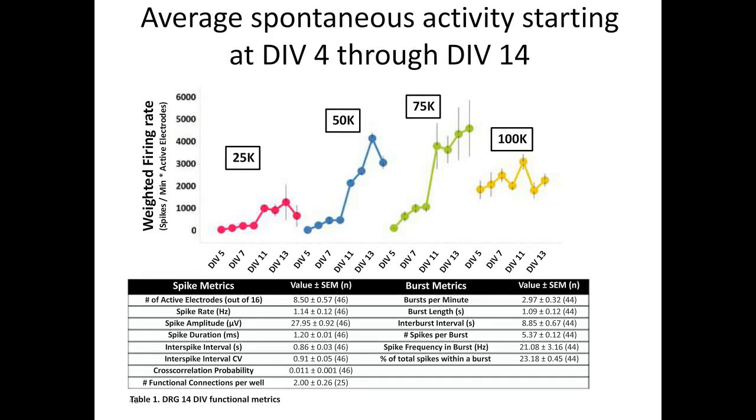And just quantifying this over time, looking at different plating densities, we can see that the activity does increase over time, starting from about 4 days in vitro all the way out to 2 weeks in vitro. And again, this table at the bottom quantifies all the different metrics that we were looking at. And so you can see that we get a pretty decent amount of active electrodes per MEA, where about half of our electrodes are picking up spontaneous activity.